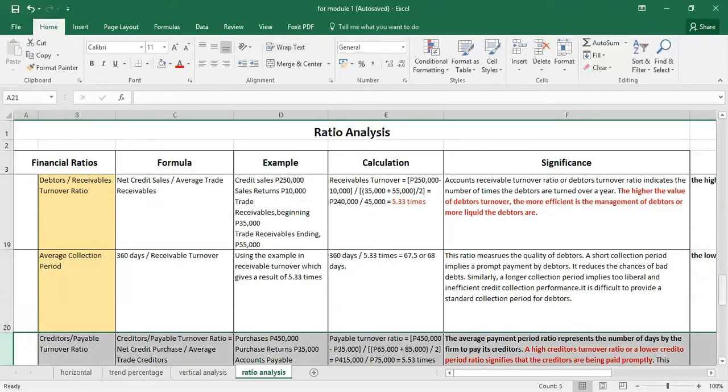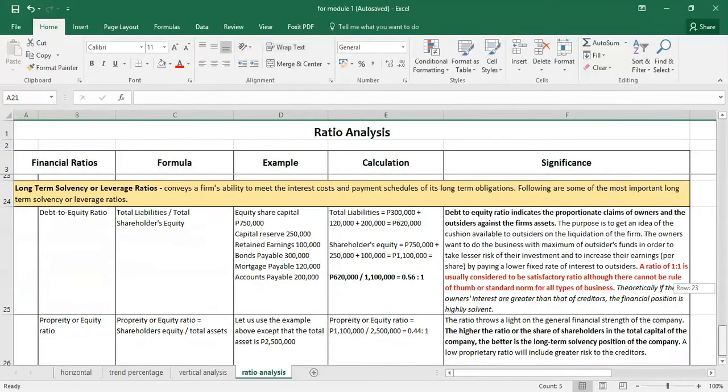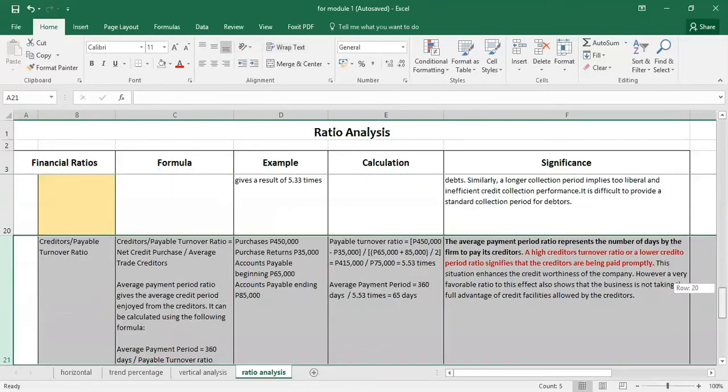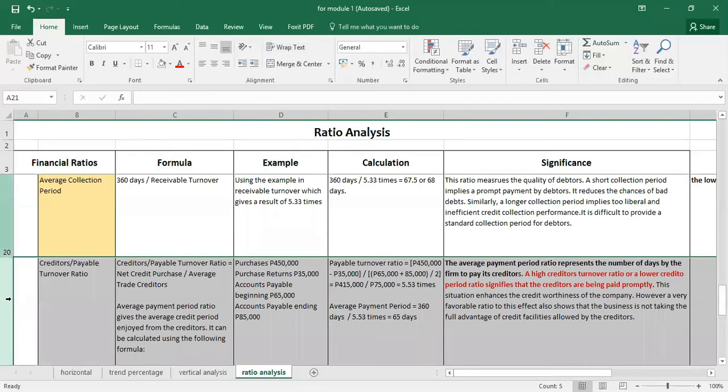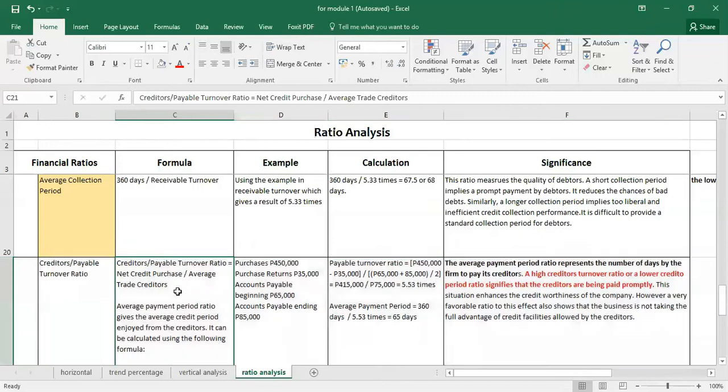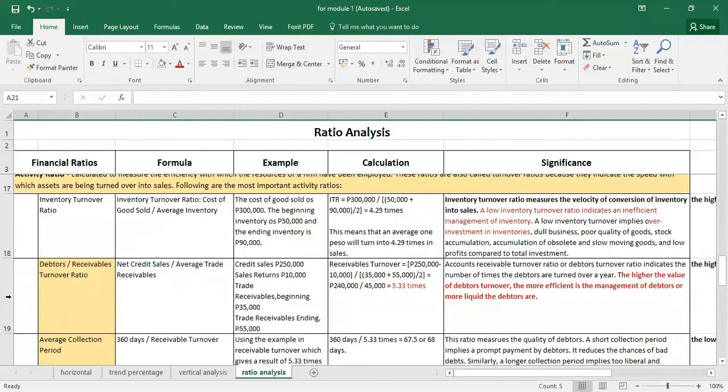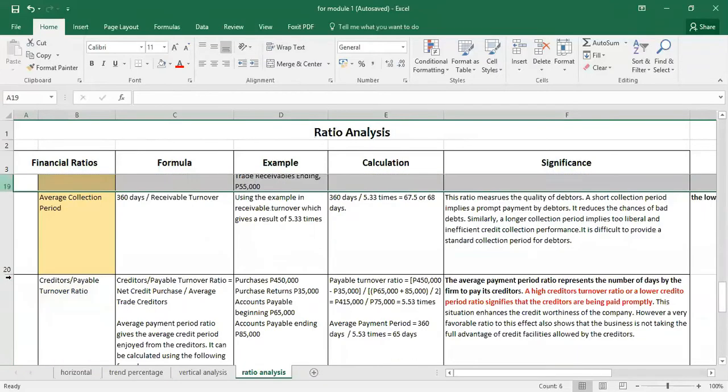Then we have, ilan na lang to? 5 na lang. Then we have the creditors or payable turnover ratio. Ano naman ang creditors or payable turnover ratio? To compute for this one, creditors or payable ratio is computed by dividing net credit purchase divided by average trade creditors. So, ano ang mini-measure natin? Counterpart siya ng debtors or receivables turnover.